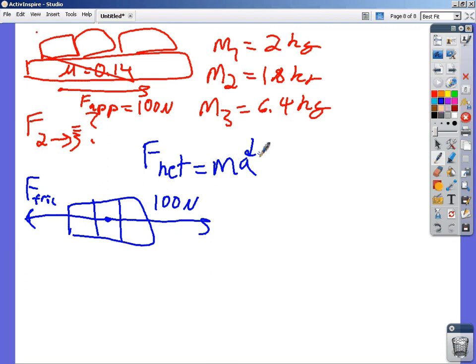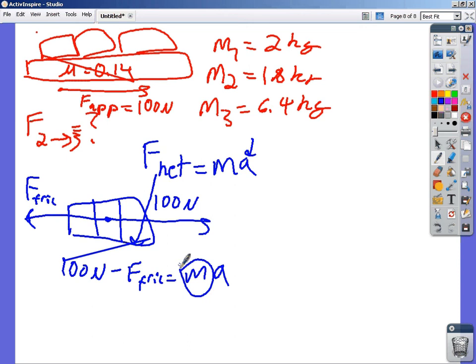So from this drawing, the net force is 100 newtons minus our frictional force, and that will be equal to MA, M being the mass of all the blocks. Because we're simplifying it a little bit, this would be all of the blocks right here, not just one mass. So 100 minus the force of friction. Net force, right minus left in this case.